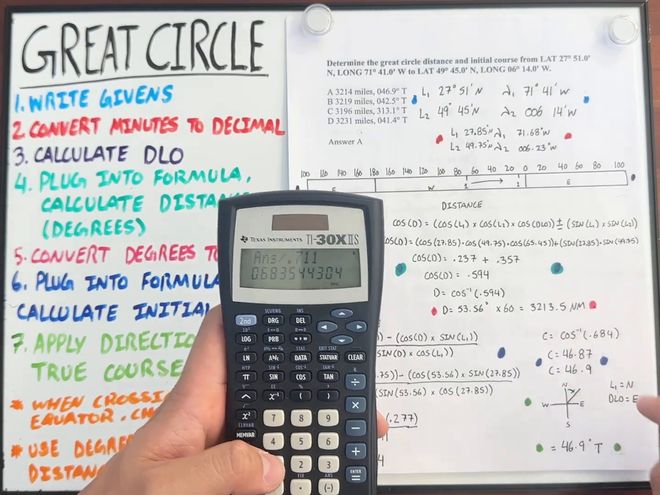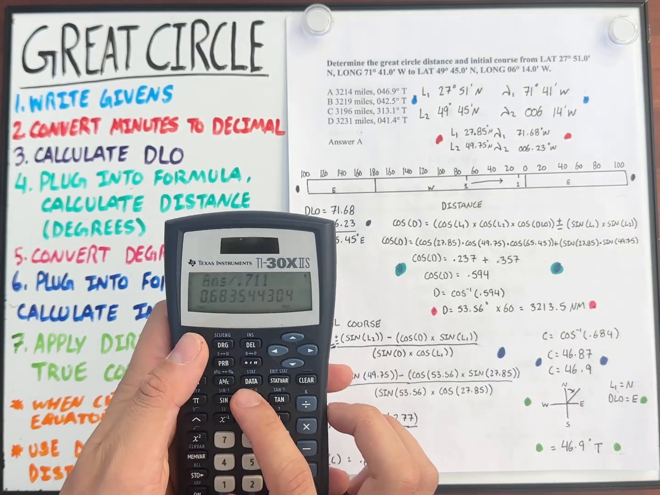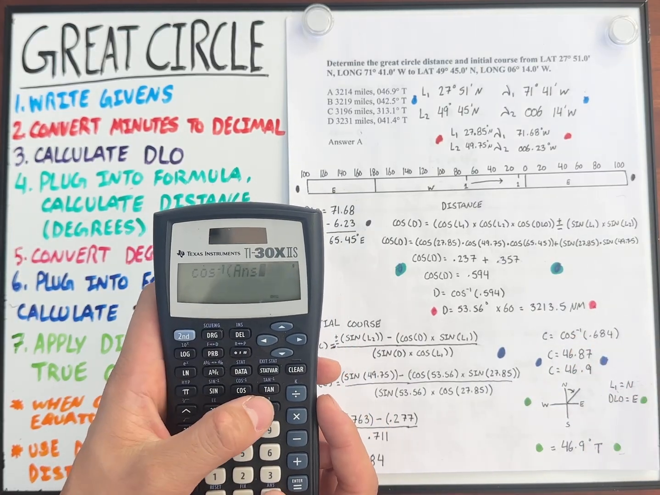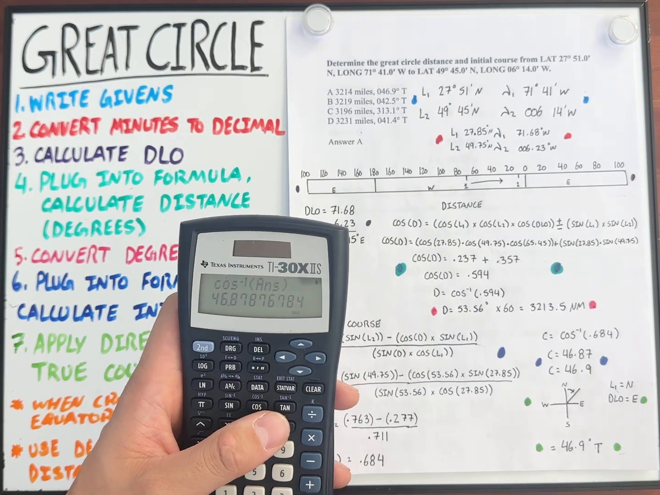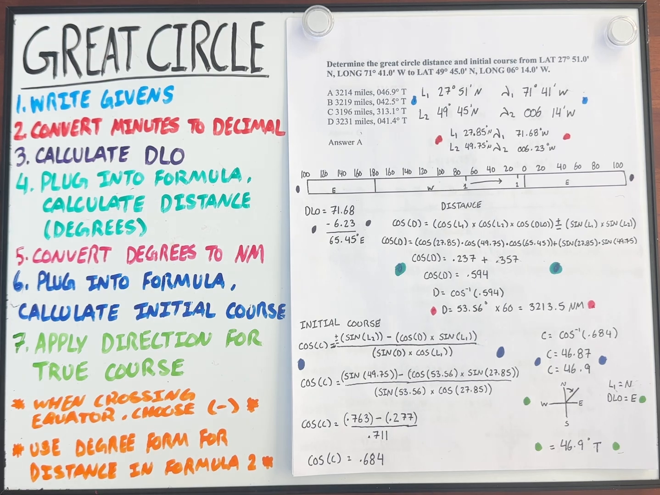Now we're moving up to this right-hand side. Second cosine, second answer, close the parentheses, 46.87. That's our initial course. 46.87. The next step is to apply our direction for true course.